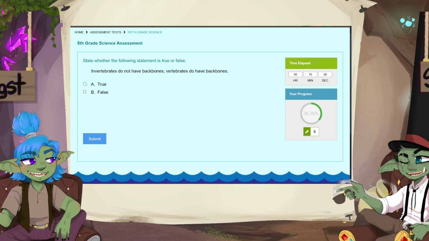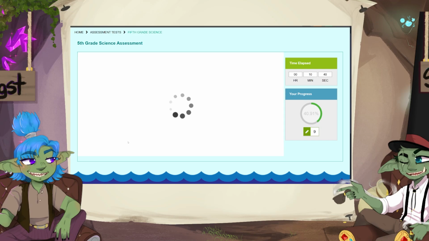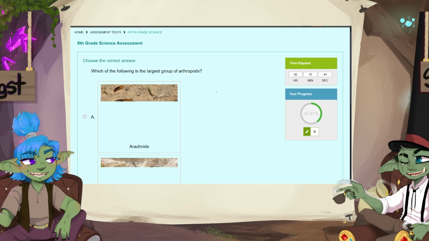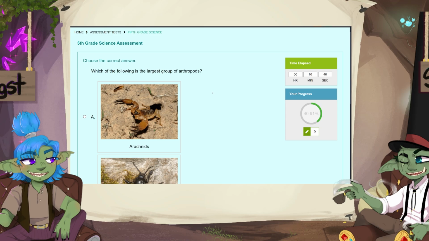That's true. Invertebrates do not have backbones. Vertebrates have backbones. Yes. False. No, it wasn't. No way. No, she has to be lying. She's lying.